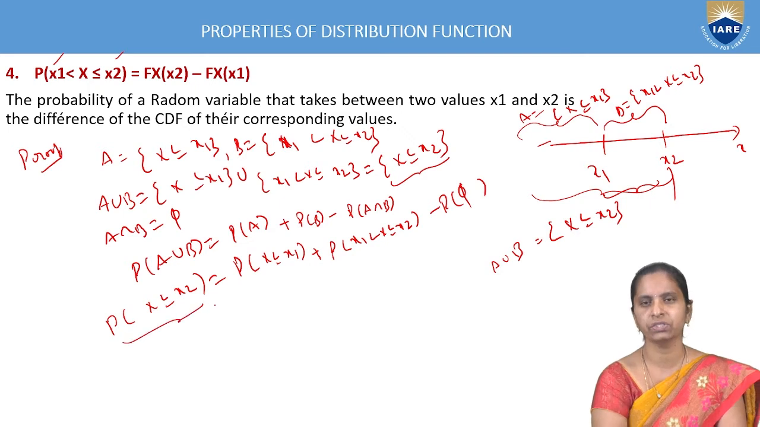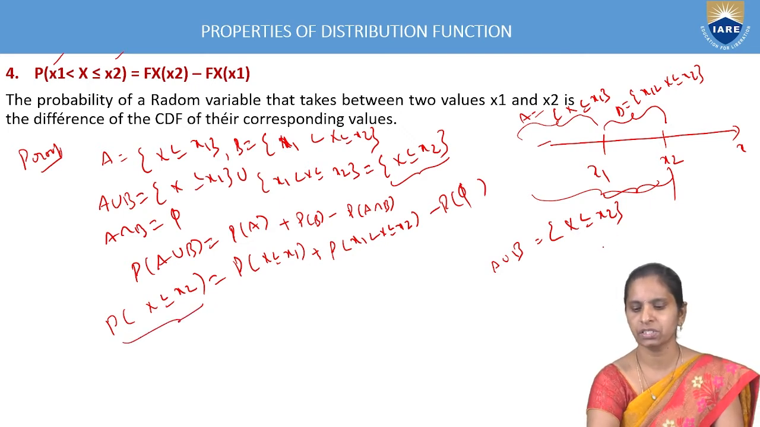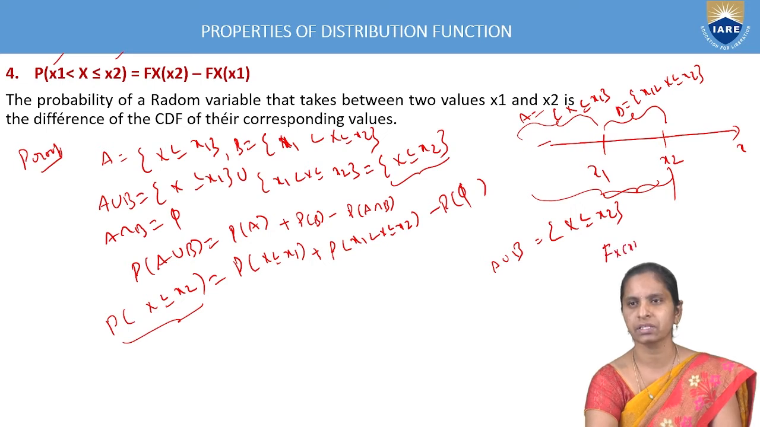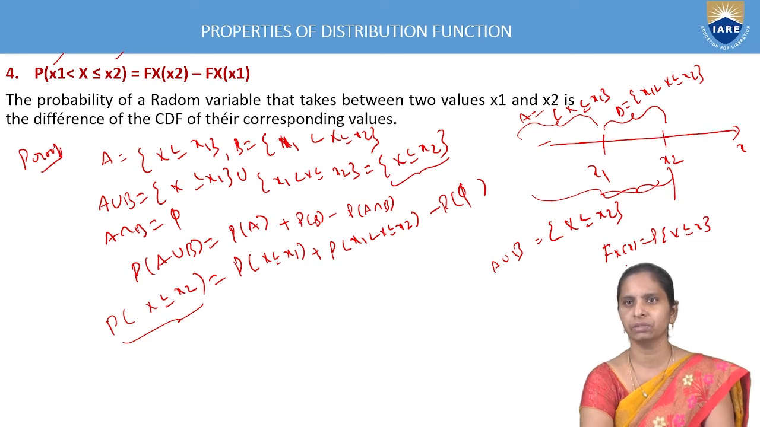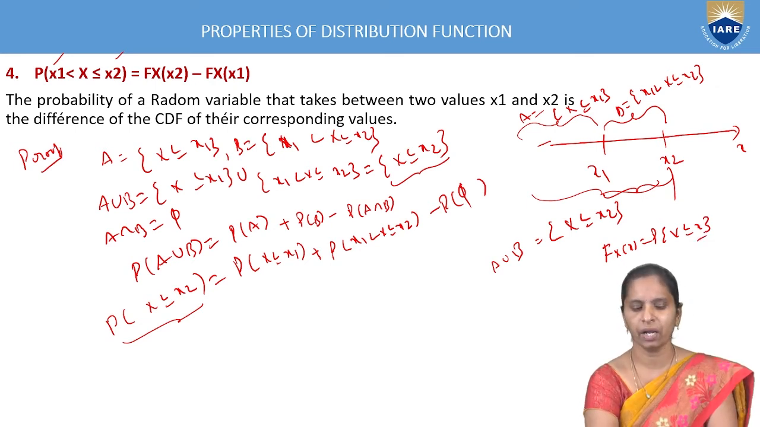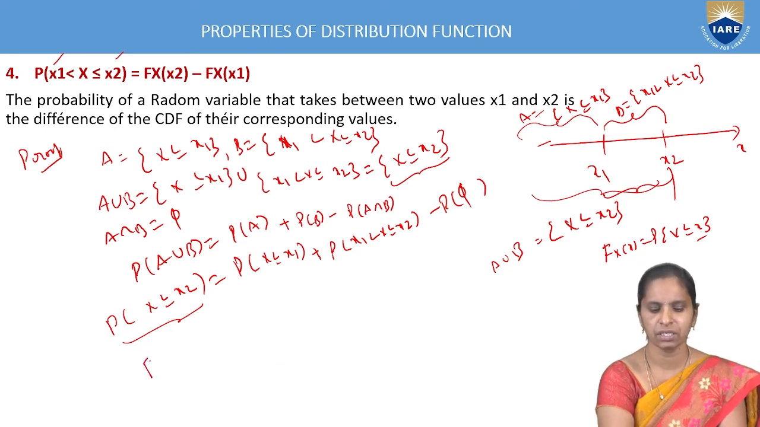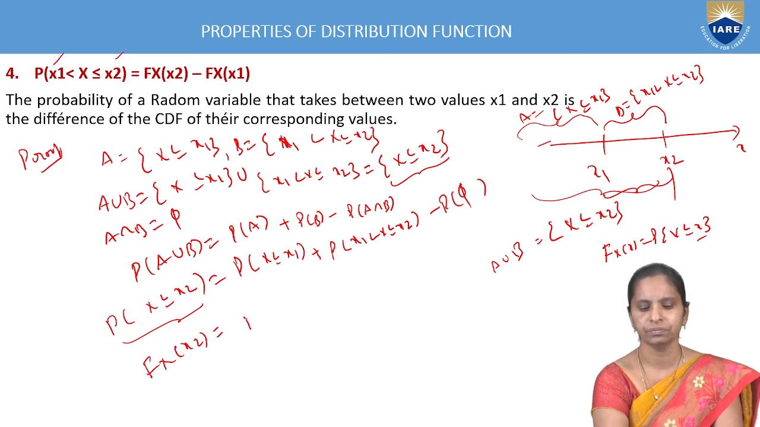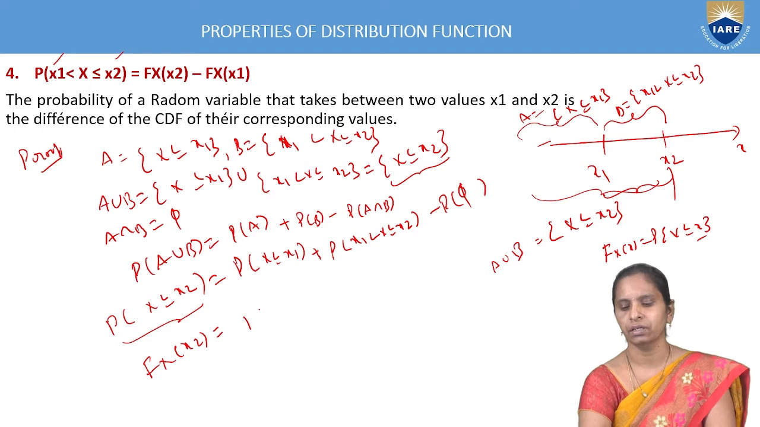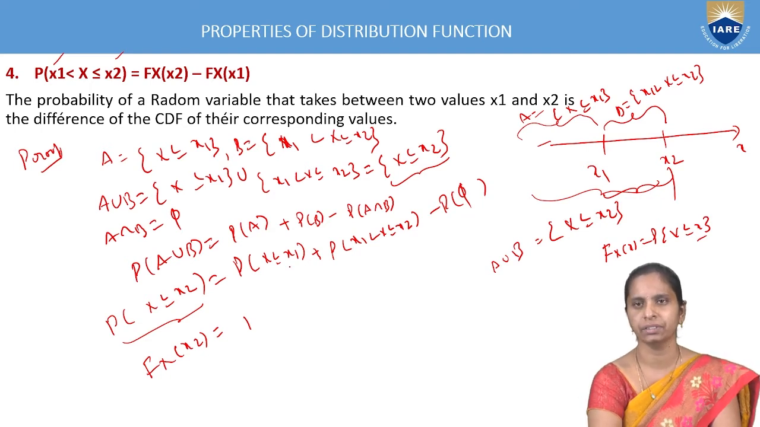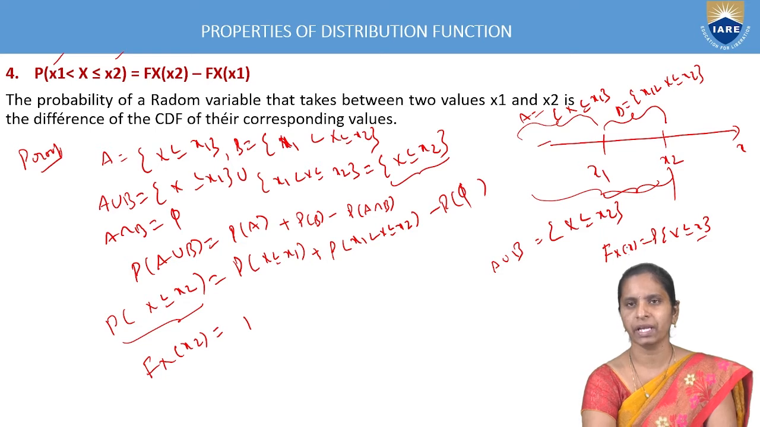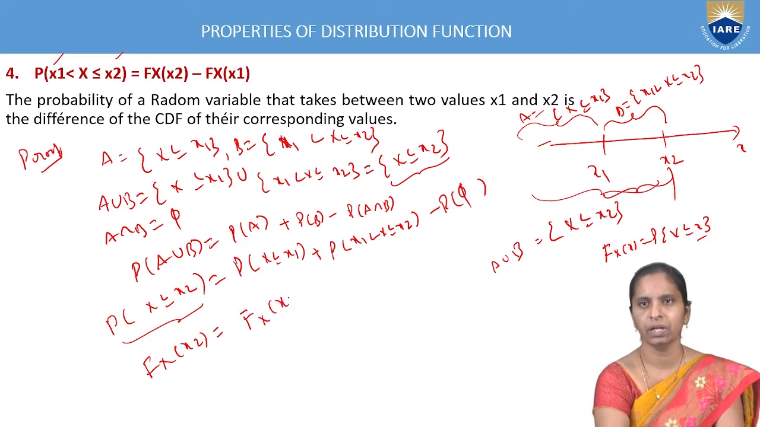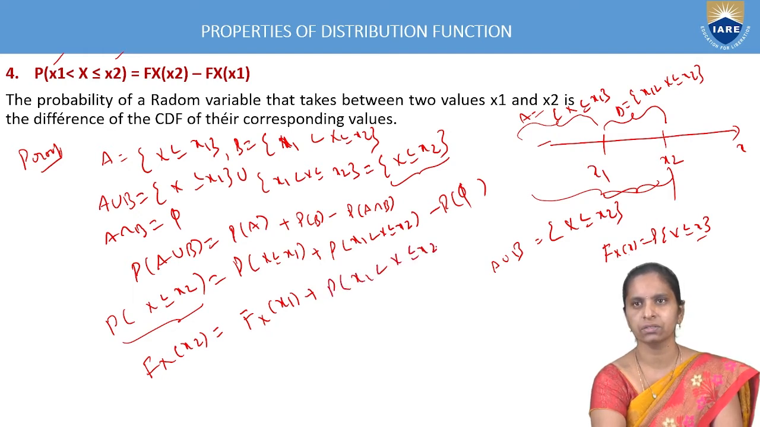From the definition of the distribution function, Fx of x is equal to P of X less than or equal to x. This is the definition of the distribution function. Now, in place of x, I have x2, so I can represent this as Fx of x2. Fx of x2 is equal to P of X less than or equal to x1. Now, in place of x, I have x1, so I can replace x by x1 here. That is Fx of x1 plus P of x1 less than X less than or equal to x2.